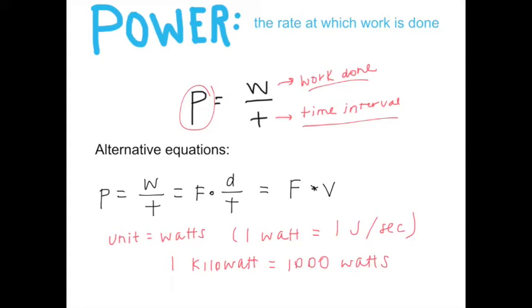If power is work over time, and work is force times distance, we can define power as force times distance over time. And since distance over time is velocity, we can also define power as force times velocity. The unit for power is the watt. 1 watt equals 1 joule per second. And we can also look at that in terms of kilowatts, and 1 kilowatt is 1,000 watts.